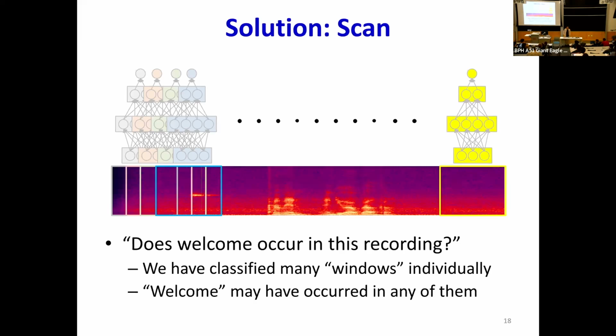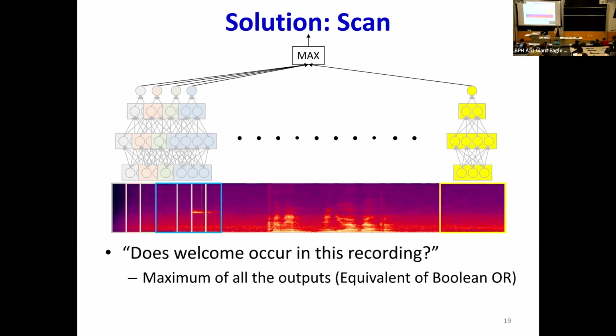You can try to combine them in some way. How do you combine them? Anyone else? Yes. Like a majority vote. Why do I need a majority vote? It's just an OR logic. I pick the max. If any one of them has fired, the max is a 1, right? And so that's all I really need to do.